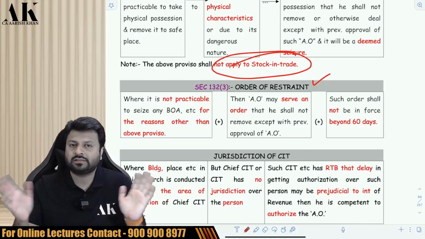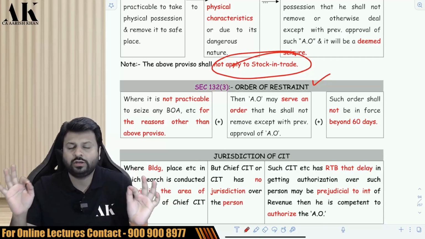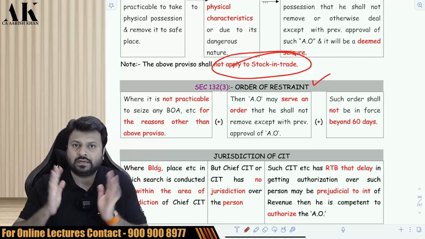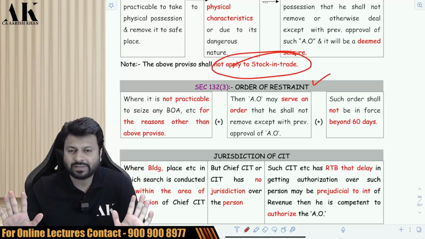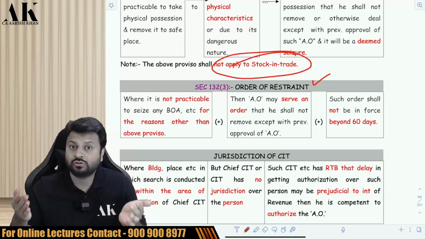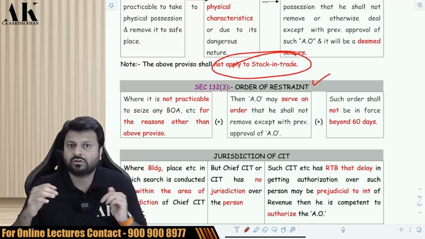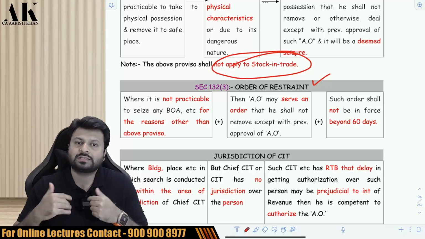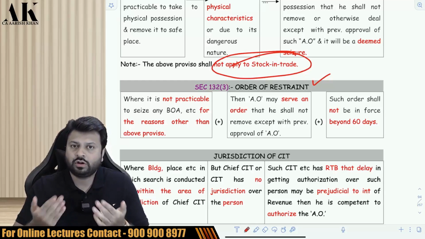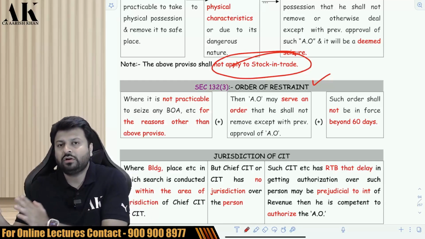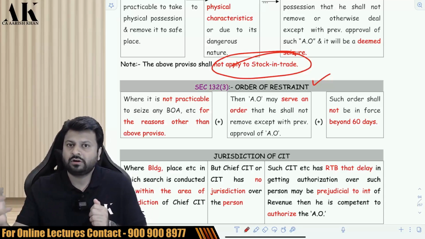Order of restraint is not a seizure. First of all, let me tell you, 132 subsection 3 is not a seizure. Here the department is coming to your home or office, they are looking at some items and they have a doubt whether this belongs to you or not. They don't have a complete idea whether it belongs to you or not. Suppose the department has come to your home, and when the officers went to your bedroom, they did not find anything. So they went to your brother's bedroom, and in your brother's bedroom, they found some jewelry.